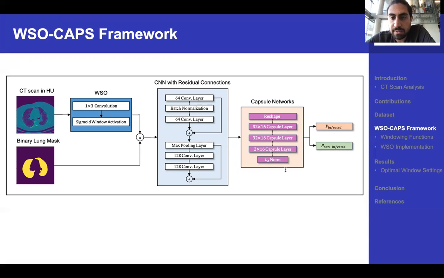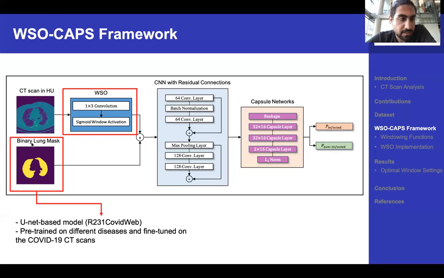In the last layer, we have only 2 capsules, each representing 1 target class. The length of each capsule, which is calculated by the L2 norm, represents the probability that the input image belongs to the corresponding target class. Now, let me elaborate some parts of the model.